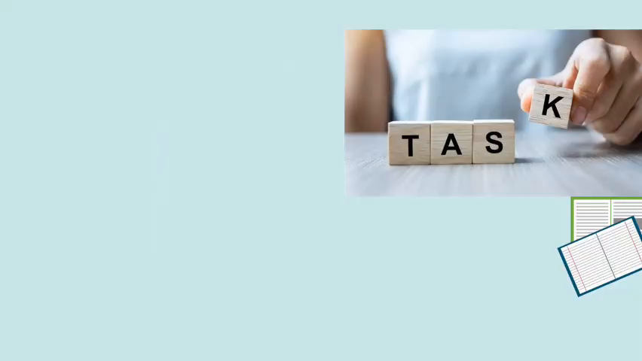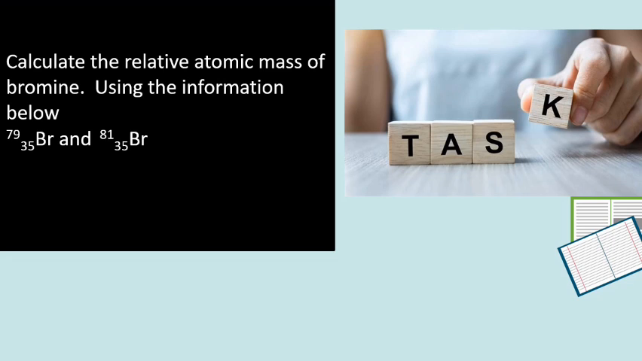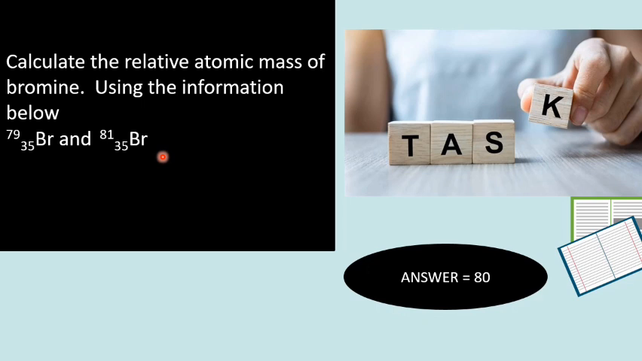Quickly, have this task. Calculate the relative atomic mass of bromine using the information below. You are meant to calculate the relative atomic mass of this bromine. We have two bromine isotopes here, bromine 79 and bromine 81. You can pause this video and solve it, and after you are done, check your answer. If your answer is 80, give yourself a sound clap. Let's move forward.